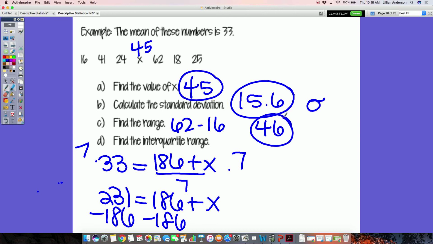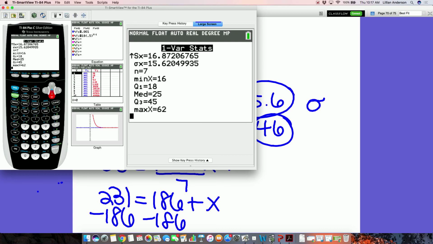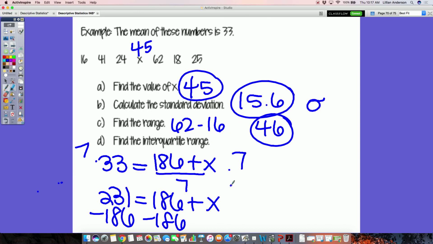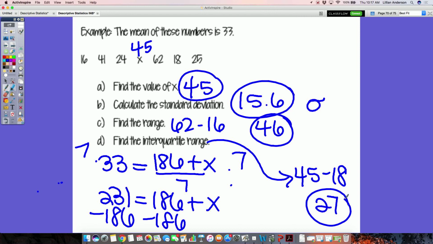And since we did use our calculator for this, interquartile range was Q3 and Q1? 18. So our interquartile range is going to be 45 minus 18, which is 27. There's all of our information. Now, yes, when we were doing box and whisker, we could have used our calculator to figure out our Q1, our Q3, and our median. But I want to make sure you guys know how to do it by hand as well. But you can use your calculator to double check your answers if you're running out of time.